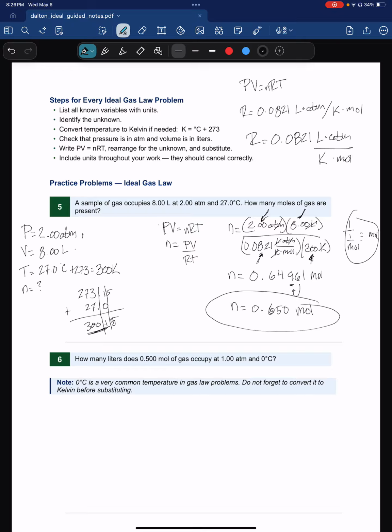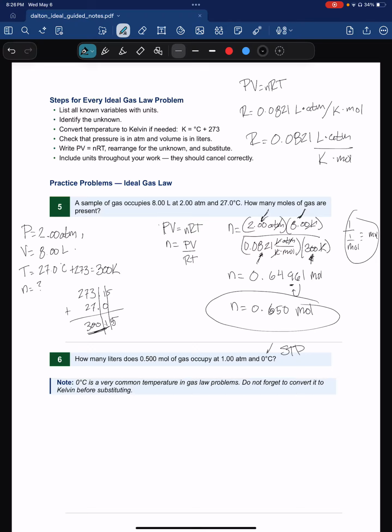Okay. Next question. How many liters does 0.500 moles of gas occupy at 1 atmosphere and 0 degrees Celsius? Remember that 0 degrees Celsius is very, very common, right? We've got 1.00 atmospheres and 0 degrees Celsius. That's standard temperature and pressure, okay? We need to make sure that we convert this to Kelvin. We'll get 0 degrees Celsius a lot.